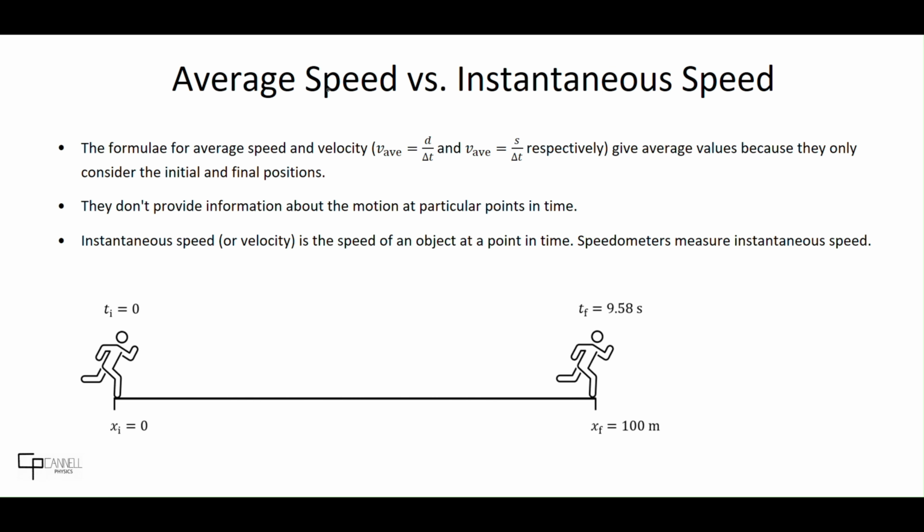Let's finish this video by looking at the difference between average speed and instantaneous speed. Now we finally get to explain why we've been calculating average values thus far. And it's because the formula we've been using to calculate average speed and average velocity only consider the initial and final positions of the motion. They don't provide information about the motion at particular points in time during the journey.